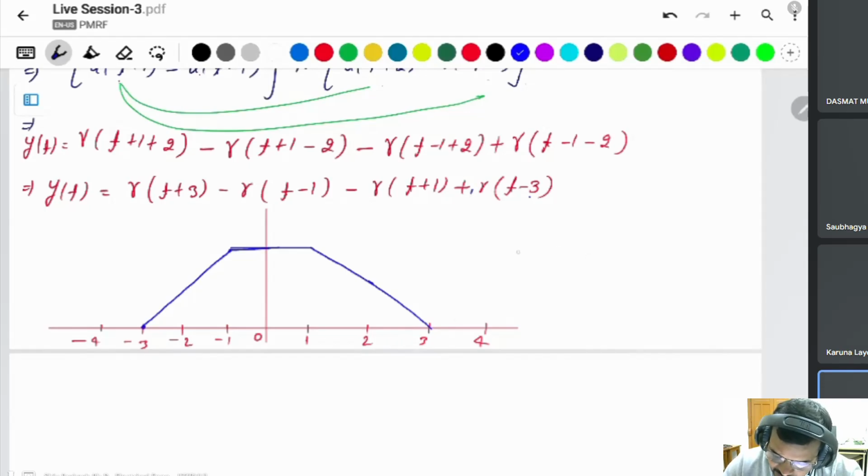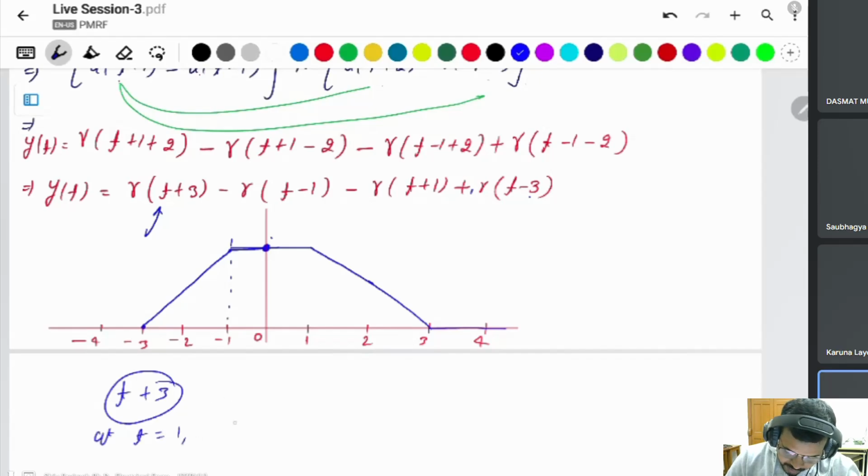Then if another negative, same signal is added at this one, the whole signal will be 0. And this signal looks like that. To find the magnitude of this one, you can use this. At t is equal to minus 1, put r(t plus 1). It means this will be t plus 3 at t is equal to minus 1, then minus 1 plus 3 is equal to 2. And this will be like this one. This is 2.